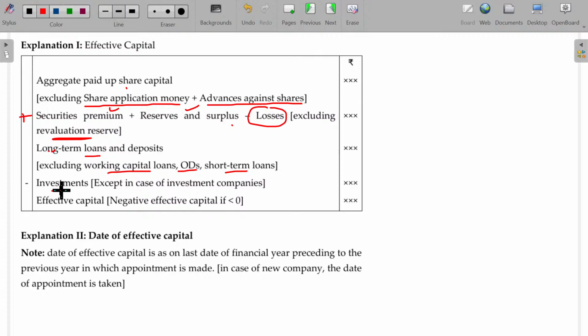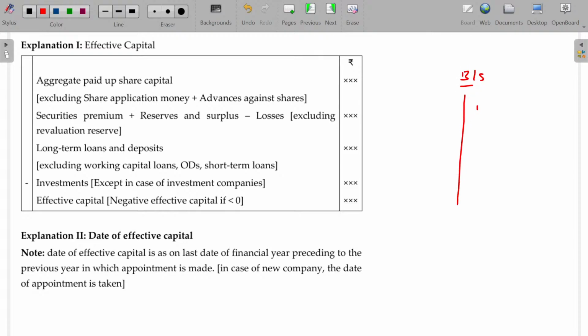In that case, investments, except in case of investment in companies, you have to remove all the investments, because investment is not part of the investment made for the company. Okay. In your balance sheet you have property, plant, equipment, and non-current investment. Here, share capital, reserves and surplus, non-current liabilities.